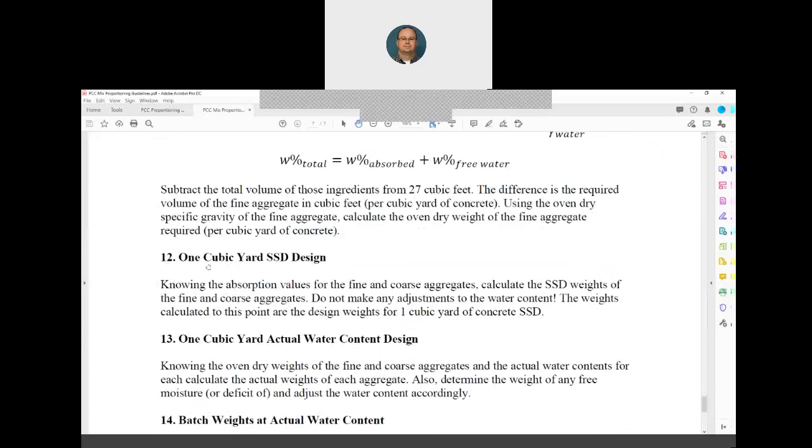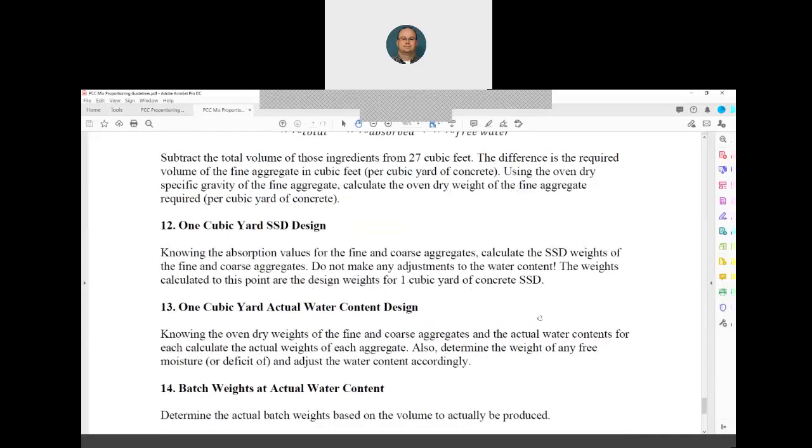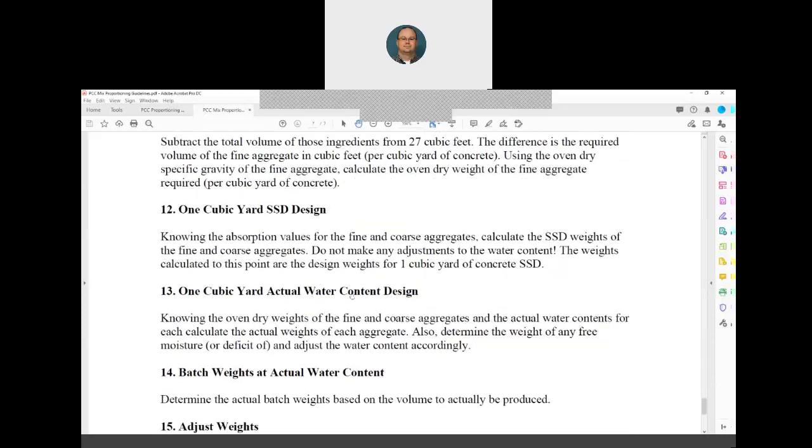1 cubic yard is SSD design. Knowing the absorption values for fine and coarse aggregates, calculate the SSD weights of the fine and coarse aggregates. Do not make any adjustments to the water content. The weights calculated to this point are design weights for 1 cubic yard of concrete SSD, saturated surface dry. Okay. 1 cubic yard actual water content design.